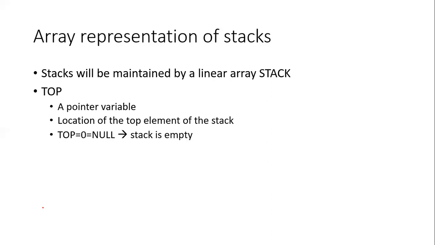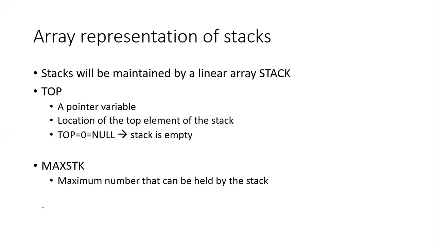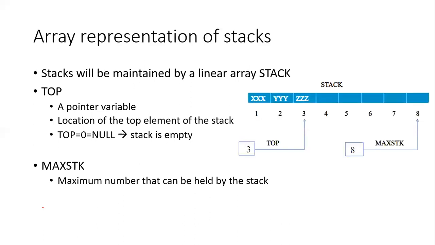If the top pointer is equal to 0 or null, that means it's not pointing anywhere, then the stack is empty, because values are always loaded onto the top only. There's also another variable called maximum stack, which indicates the maximum number of locations that can be used by this particular stack. So we are using a linear array and two pointers.